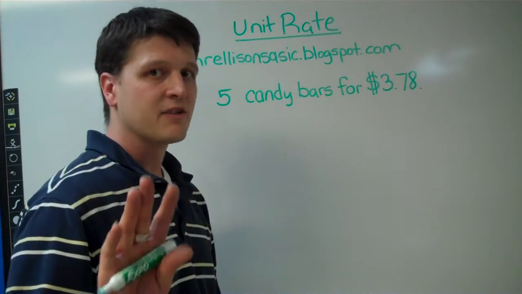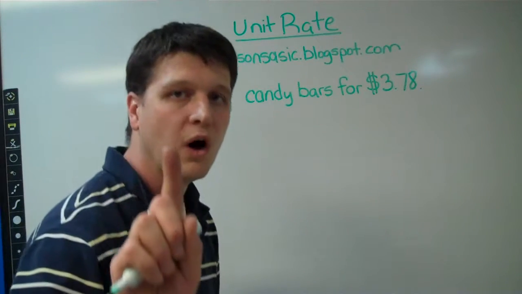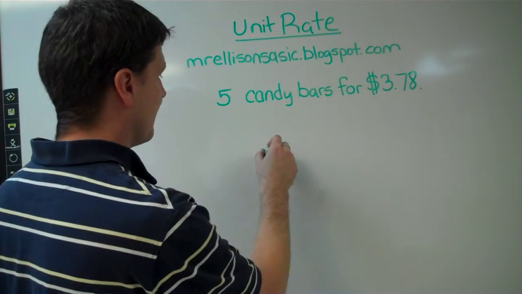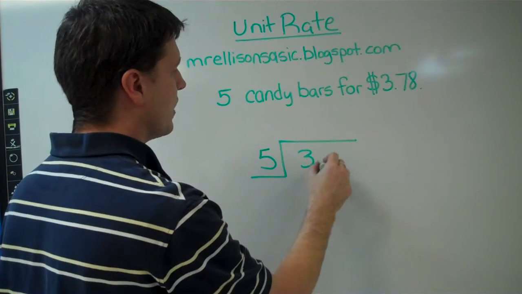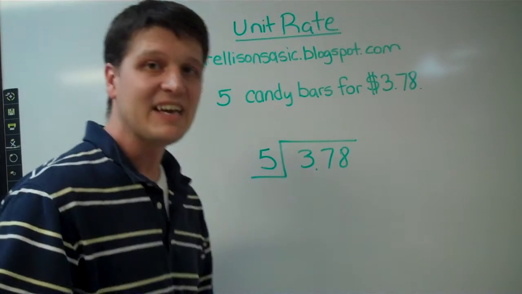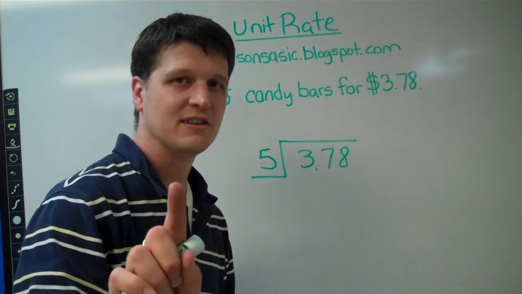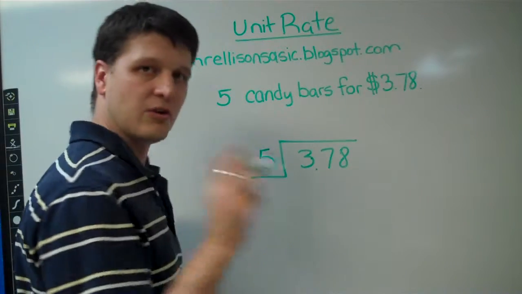Now, we know that 5 cost $3.78, but to find unit rate, we want to find out how much one of them costs, okay? So we're going to take our 5 candy bars, and we're going to divide $3.78 into equal units, so that we know how much each unit is going to cost. So we've got our $3.78 and we're going to find our unit rate.